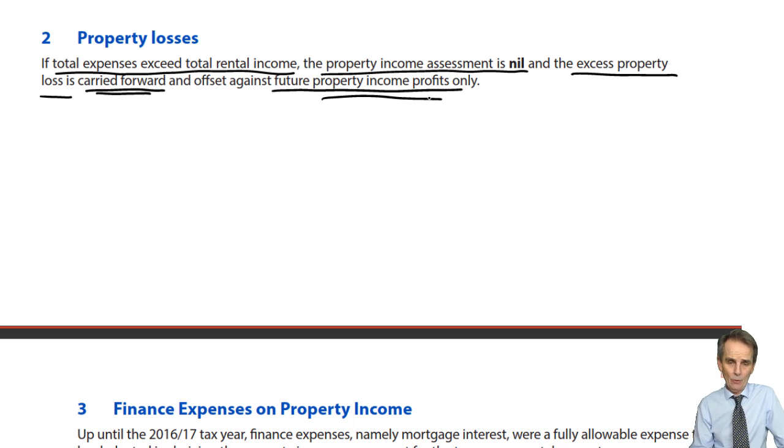What you might have in an exam question is you've got rental income received less allowable expenses paid this year, and you've got a net property income assessment. They also tell you that brought forward at the start of the tax year was a brought forward property income loss. That will then be set off against whatever is this year's assessment.